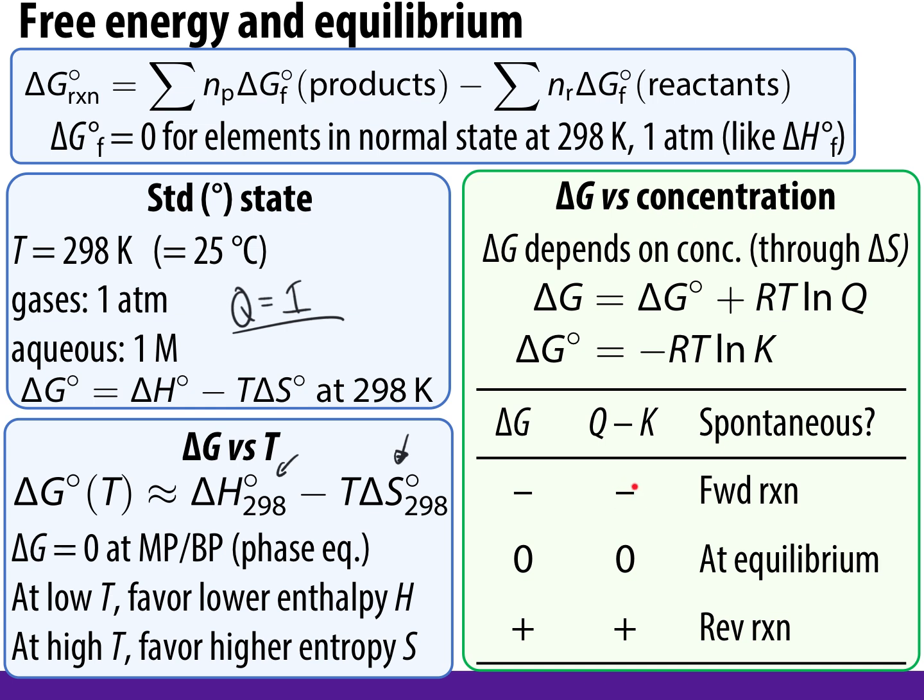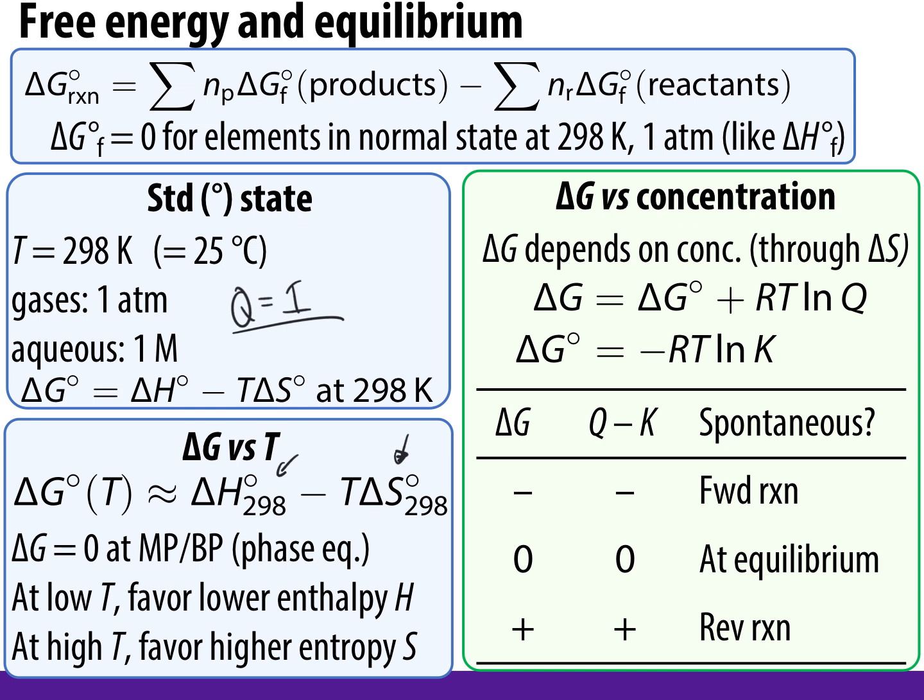If Q is less than K, the forward reaction is spontaneous and the reaction proceeds to the right. That's the case when delta G is negative. When delta G is positive, the reverse reaction is spontaneous, or the reaction proceeds left towards reactants. When delta G is equal to 0, that's our equilibrium criteria, the same as Q and K being equal, and we know that we're at equilibrium only in that one case.